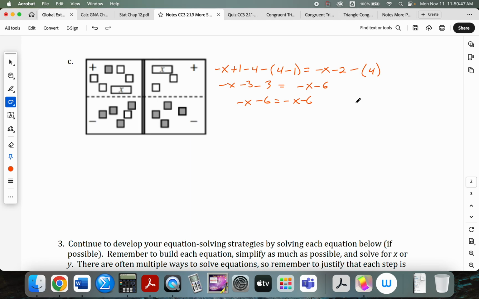Well, you can keep going if you really want to, but does it matter what x is then? This is true. The solution for this is x is any number. It doesn't matter what x is. It's always going to be true.